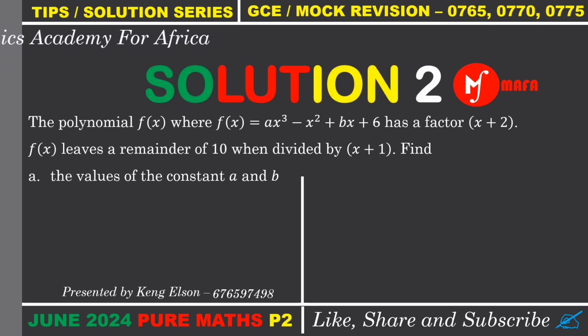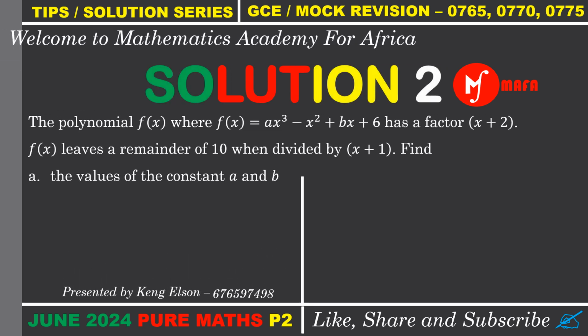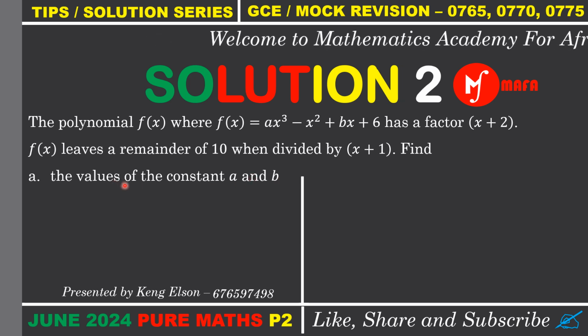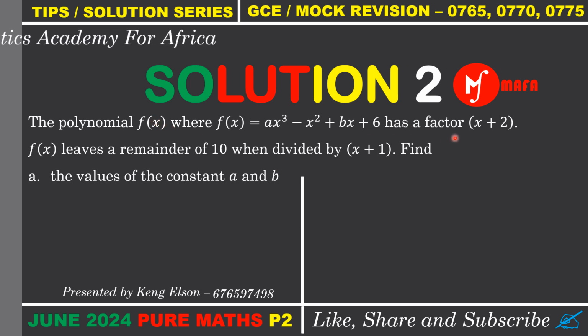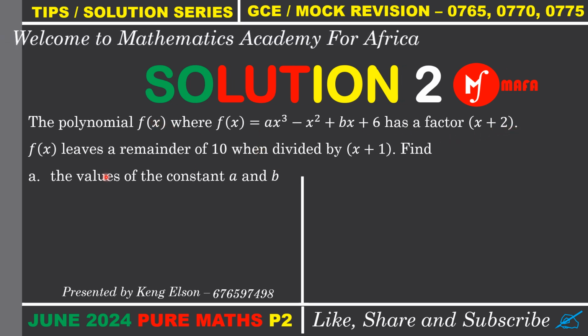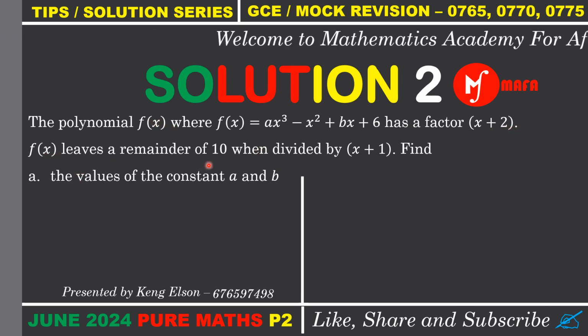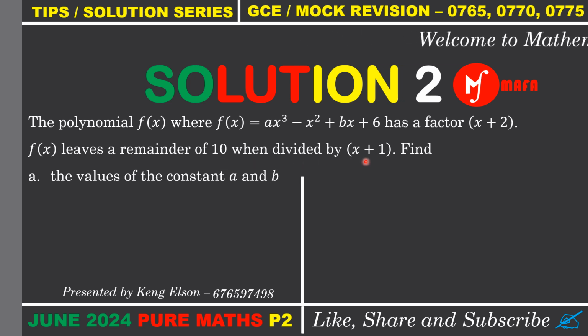Alright, so guys, we are going to begin with the first part of the question, which is asking us to find the values of the constants a and b. Now, we are going to use the information that f of x has a factor of x plus 2 and f of x leaves a remainder of 10 when divided by x plus 1.